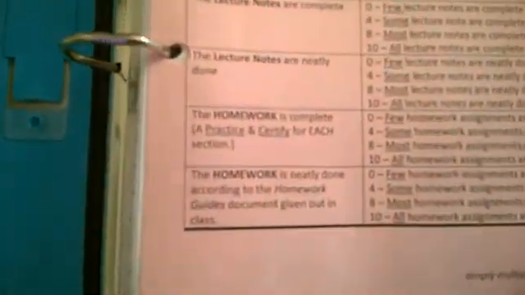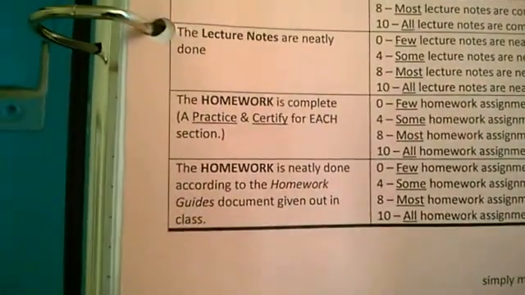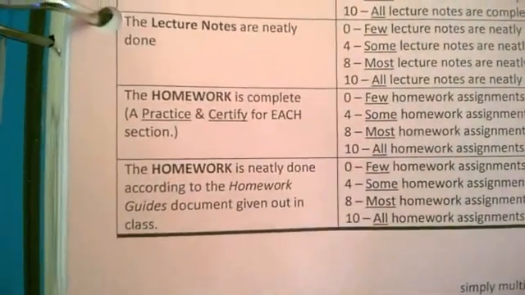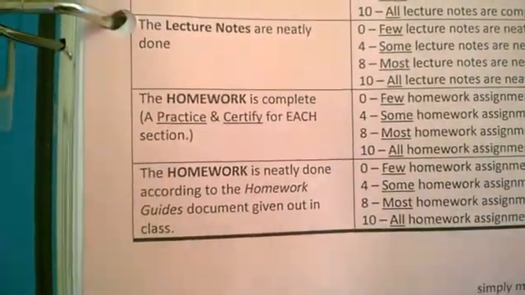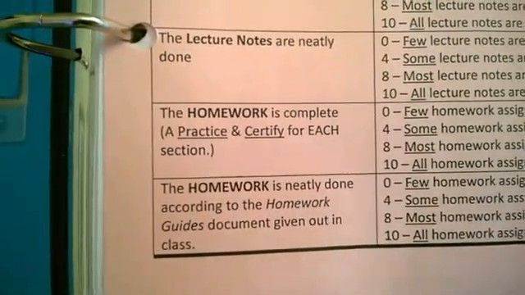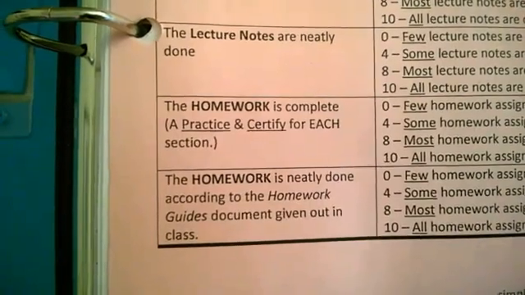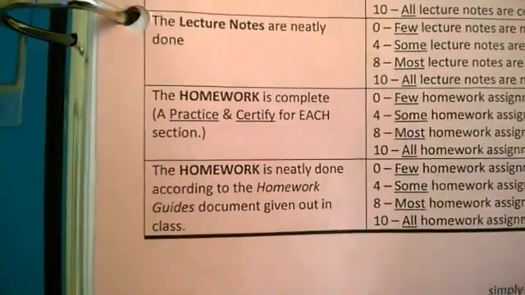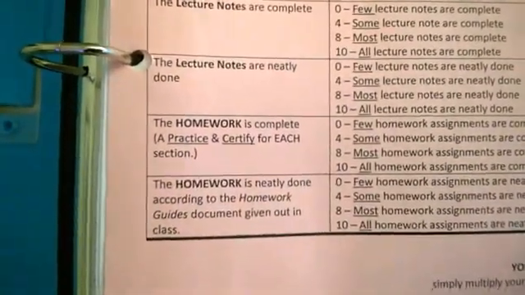And then finally back to the evaluation sheet, the last two categories, homework. And again, what I'm looking for is it complete and is it neat? Also worth 10 points each, or 20 points total. And the homework, there is a practice and a certify in Hawks. And every practice and every certify, you show all your work on paper. So you're typing your answers in the computer, but you're also doing the work on paper.